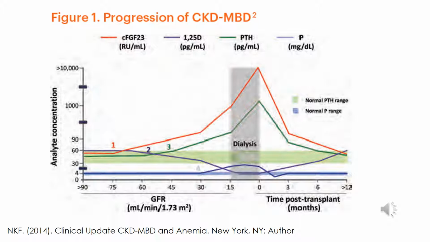FGF23 production is stimulated by phosphorus retention as the kidneys become less able to handle the phosphorus load. Gradually increasing FGF23 levels causes a decline in the 1,25 dihydroxy vitamin D levels, followed by a reduction in serum calcium levels and elevated parathyroid hormone secretion. So this pathological sequence of events occurs long before increases in serum phosphate levels are even evident. So this puts our patients at risk for bone abnormalities, including bone fractures.